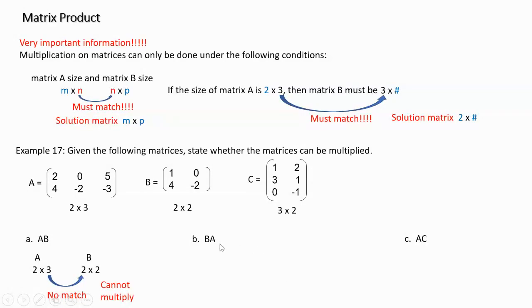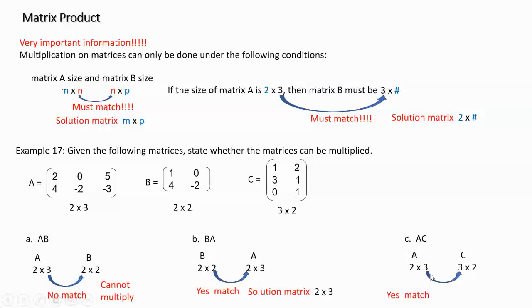Cannot be multiplied. How about B times A? Matrix B is a 2 by 2 and matrix A is a 2 by 3. Since the 2 in the middle match, yes, it can be done. And the size of the answer will be a 2 by 3. How about A times C? We have a 2 by 3 for matrix A, and C is a 3 by 2. Yes, it can also be done, and the answer will be a 2 by 2 matrix.